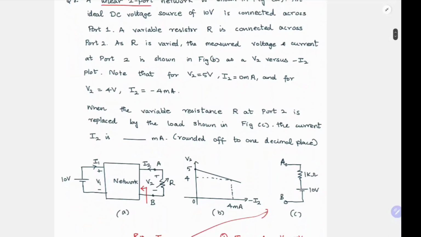So this is what they are asking. And they're saying round off to one decimal place. So it's nothing but 4.0 milliamp. So that's all. It is very simple to solve.